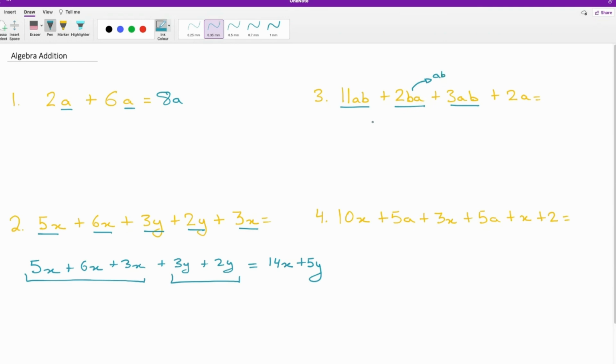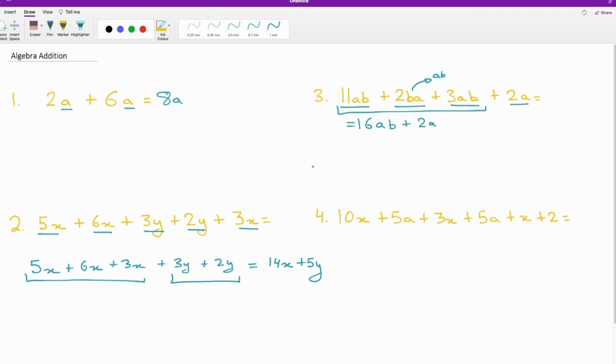Okay, so here we do 11ab plus, you can imagine 2ab, plus 3ab. That gives us 16ab. So 16ab, that's our first group done over here. And now we can see we have this remaining 2a. Now the 2a doesn't have any other like terms it can add to, so we just leave it as is in our answer.